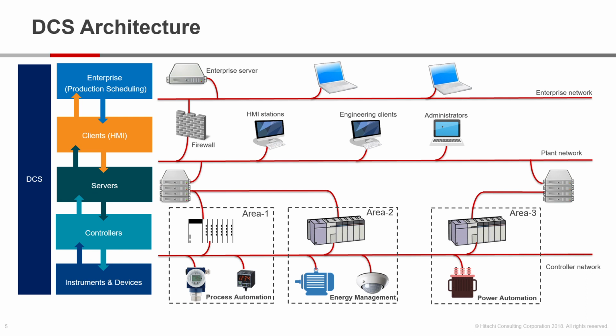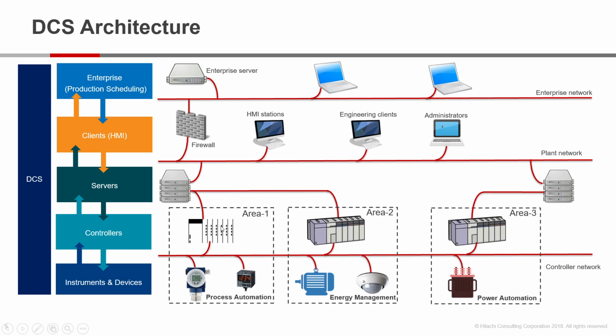So we'll look into those features in the further slides, but just how it is configured, let us look at the architecture. So first, at the base level, there are instruments and devices. There can be different types of instruments. Again, there are controllers, and there is communication between these controllers and devices. As you see, there are different areas and different controllers in these areas, right? These can be for different purposes, like a controller for controlling a process. Again, there can be another controller for energy management. There can be another controller for a power automation system.